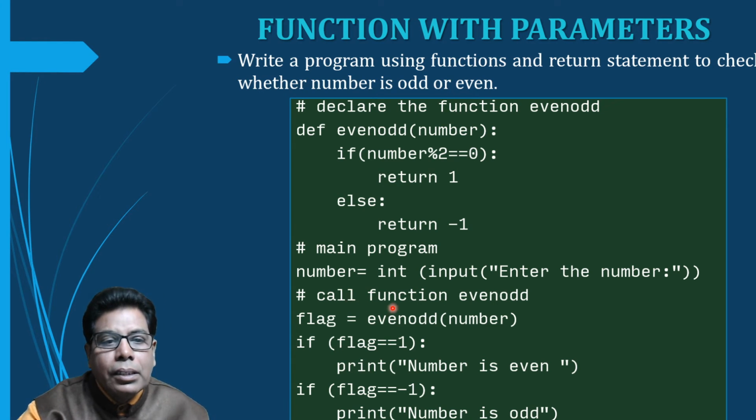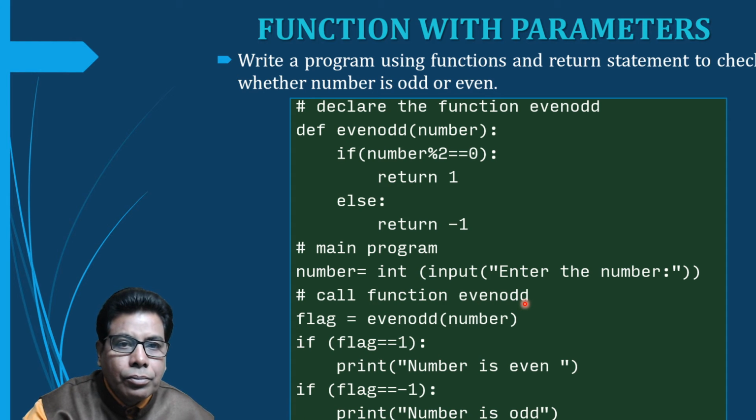Then we are calling the function even_odd. When we call it here, we are taking another variable, flag, that is equal to even_odd(number). Whatever value it returns, either 1 or -1, will be assigned to flag. And then we'll check: if the flag is equal to 1, it will print number is even. And if the flag is equal to -1, it will print number is odd. So this is how the program and the function will be written.